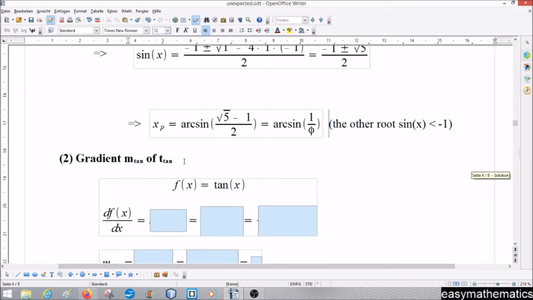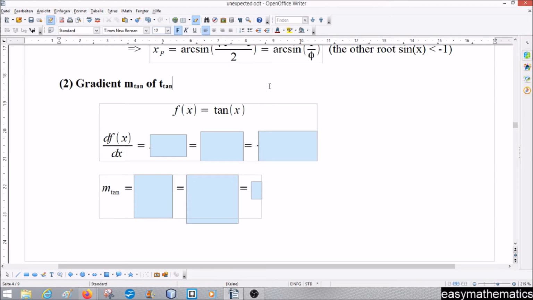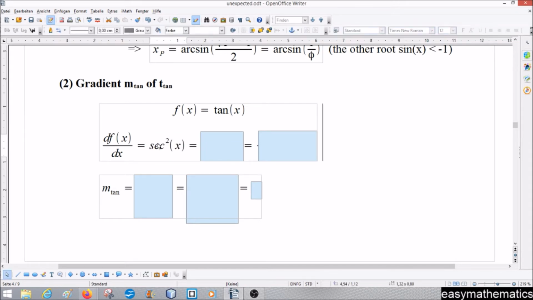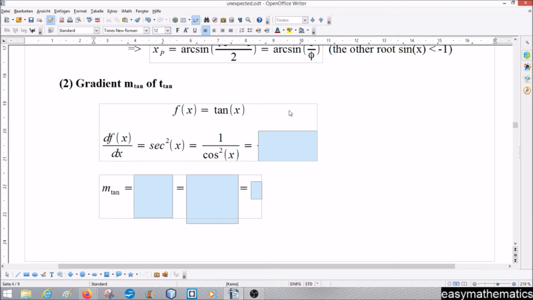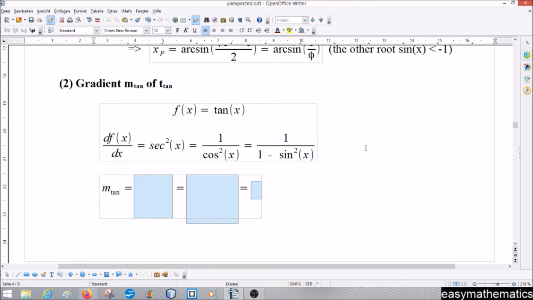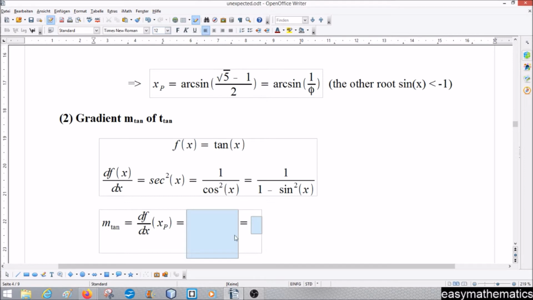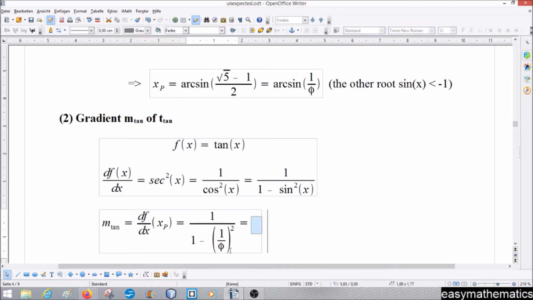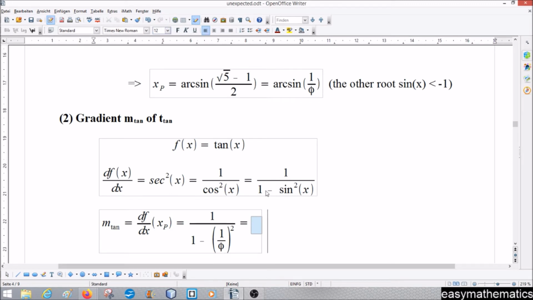Now we are ready to take care of the gradient of the tangent line through P on the tangent function. The derivative of the tangent function can be written as secant squared. You can also write it as 1 over cosine squared, and a better way for our purpose is 1 over 1 minus sine squared. Why? Because now we can evaluate the derivative at xp, and this is an arcsine, so it makes sense to use the derivative of the form 1 over 1 minus sine squared, so the arcsine and sine cancel out, and we get 1 over 1 minus (1 over phi) squared, and if we simplify that, we get the golden ratio phi. How beautiful is that?